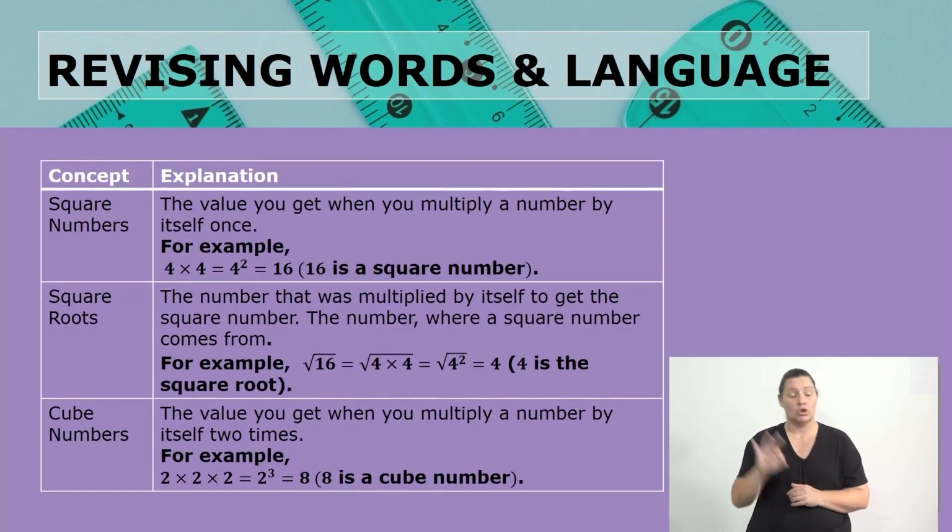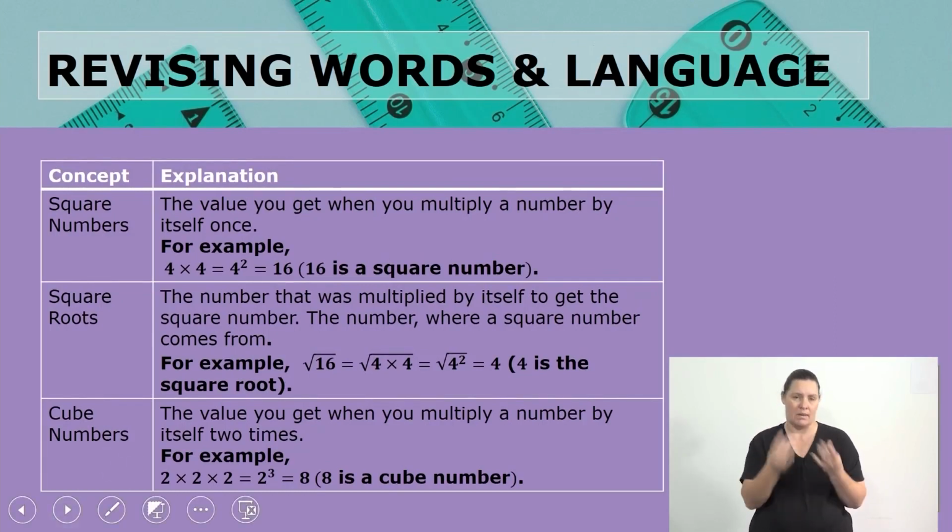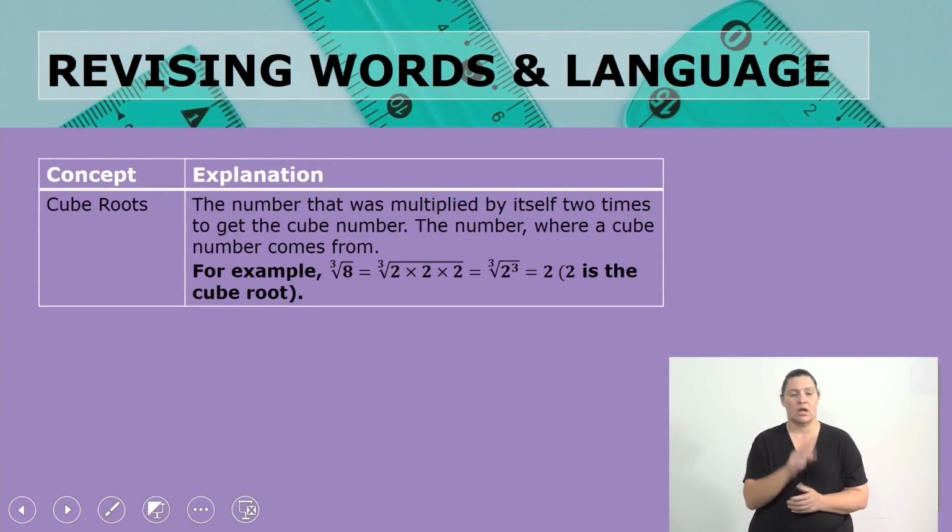Cube numbers: the value you get when you multiply a number by itself 2 times. For example, 2 times 2 times 2. That is 2 cubed, and the answer there is 8. So 8 is the cube number. Cube root: the number that was multiplied by itself 2 times to get the cube number. The number where a cube number comes from. For example, the cube root of 8. That is the cube root of 2 times 2 times 2. So the cube root of 2 cubed is 2. So 2 is the cube root.